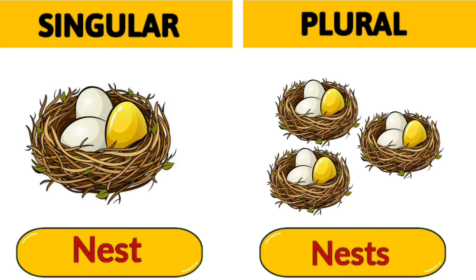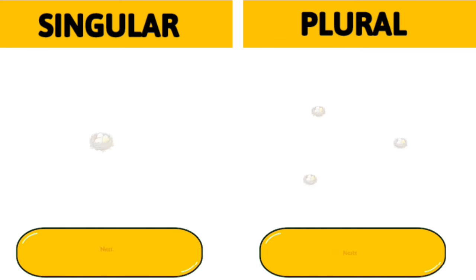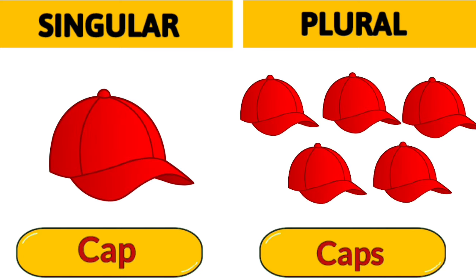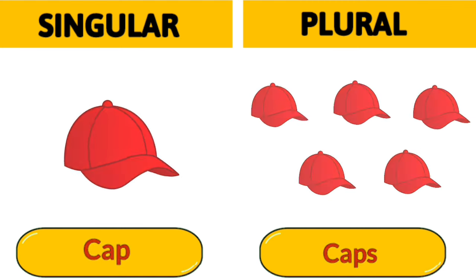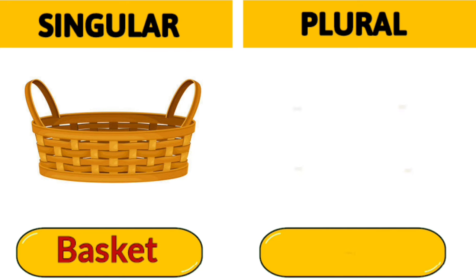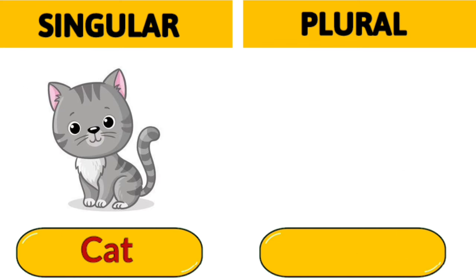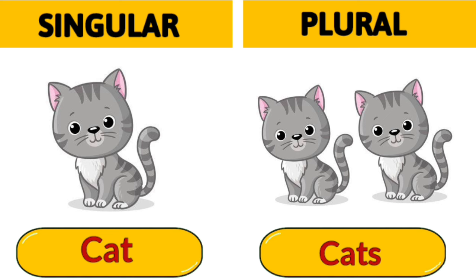Nest. Nests. The plural of nest is nests. Cap. Caps. The plural of cap is caps. Basket. Baskets. The plural of basket is baskets. Cat. Cats. The plural of cat is cats.